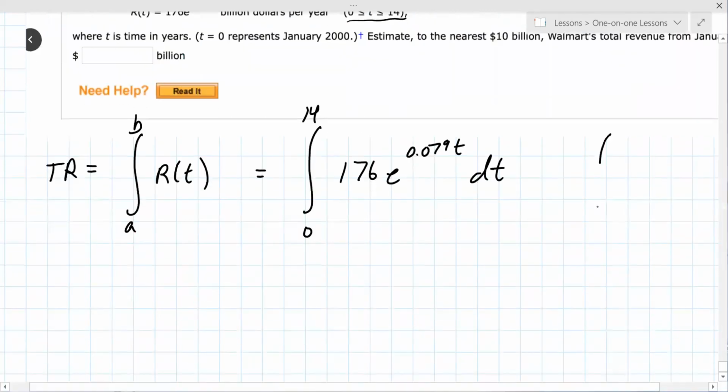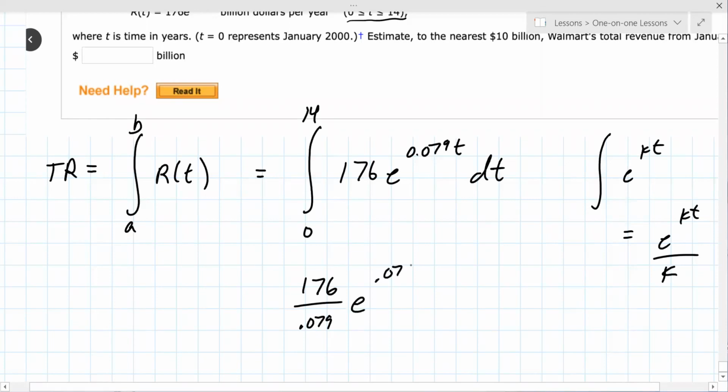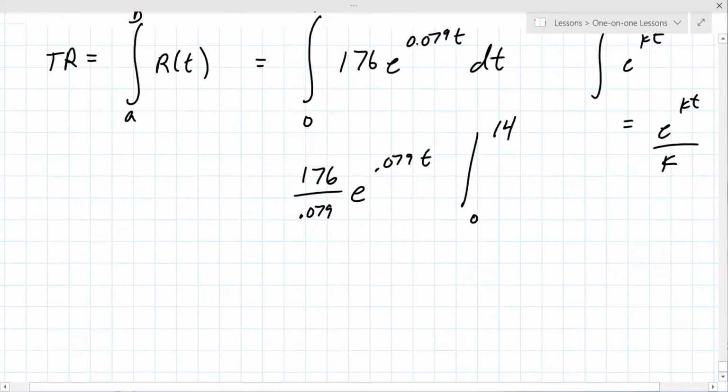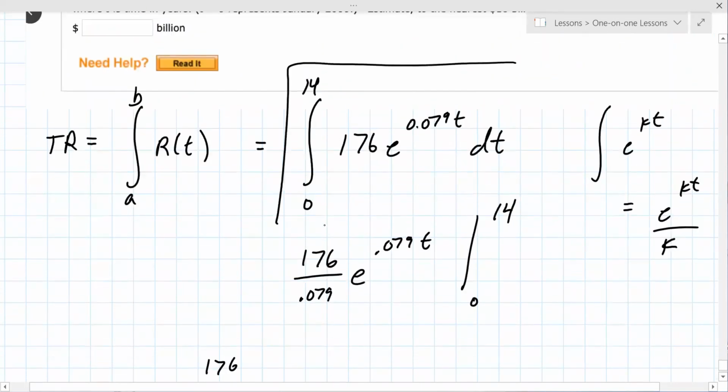So I just mentioned this. If it's e to the kt, this becomes e to the kt over k. So this exponent here, you have to bring it down on the bottom: 176 over 0.079 e to the 0.079t, and you're evaluating that from 0 to 14. So this is where you've got to show the numbers going into the formula, but I would definitely tell you to integrate in your calculator. This is what you want to put in your calculator right there.